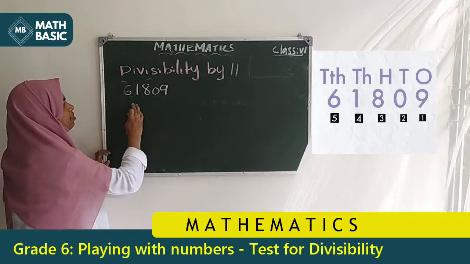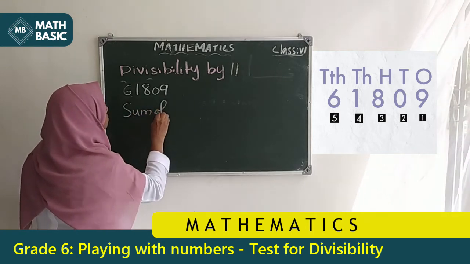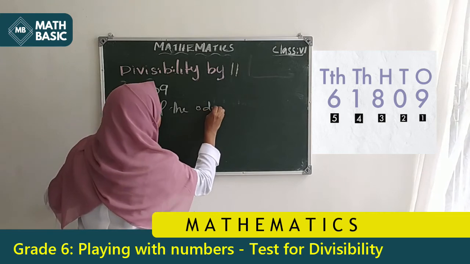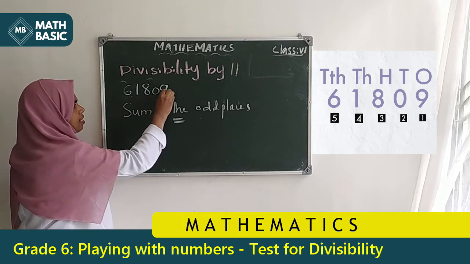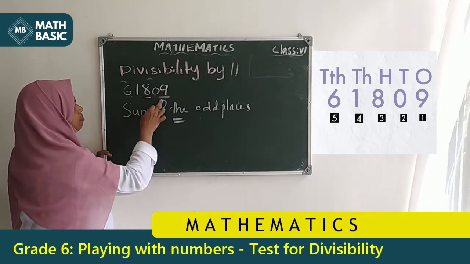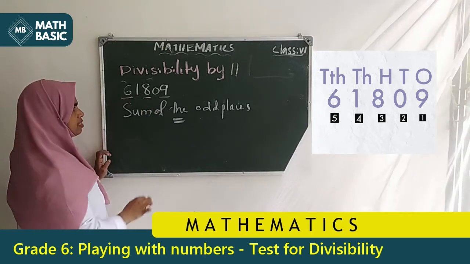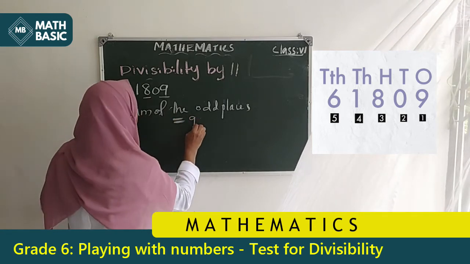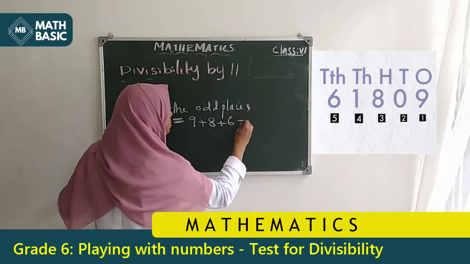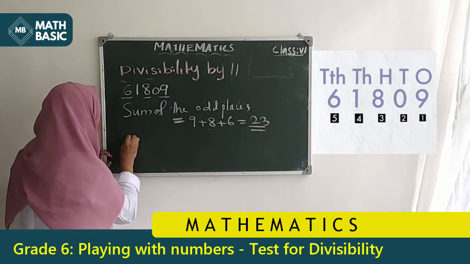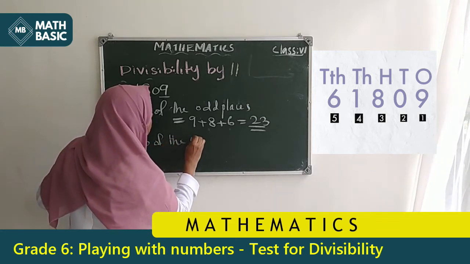How to check it without dividing? We can check. See, sum of the odd places. Listen here. Ones place, hundreds place, and here this is the 10,000 place. So these are the odd places. 9 plus 8 plus 6 equals 17 plus 6, 23. That is the sum of the odd places.